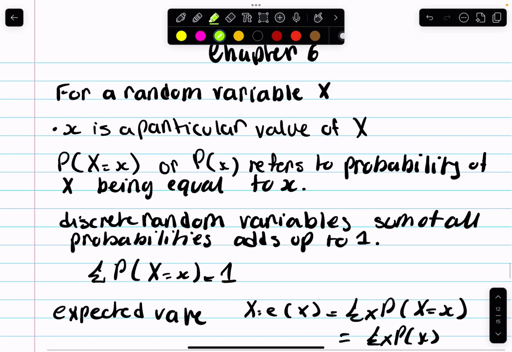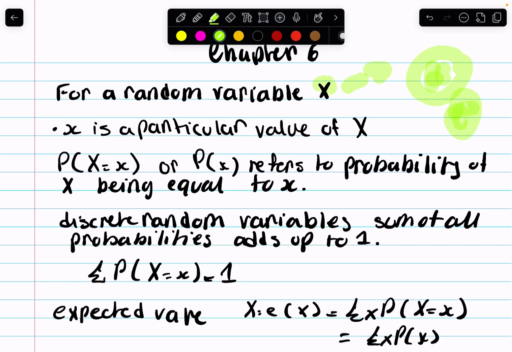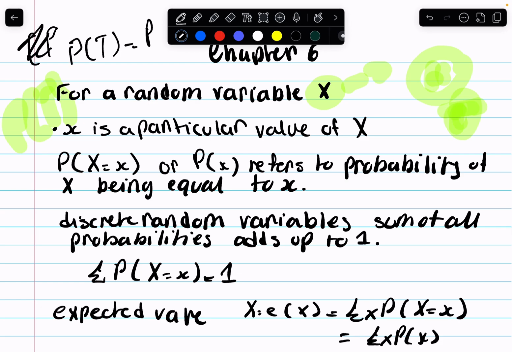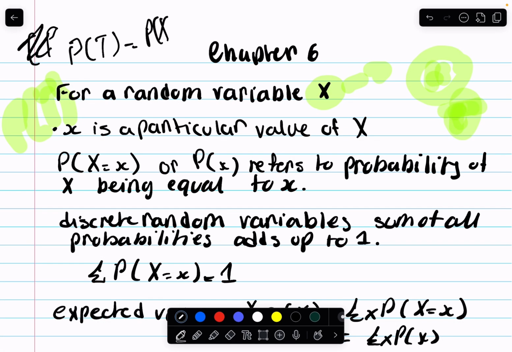Chapter 6. For a random variable X, the small x is a particular value of X, and the probability that the big X equals the small x is the probability of X being equal to x. That was very confusing, I am not going to lie to you, but that's how the book wrote it. We have simple explanations for it. If I have a coin, I have the probability of head and the probability of tail. If I wanted tail, then the probability of tail just equals the probability that the X that I want equals my tail. That's just it.